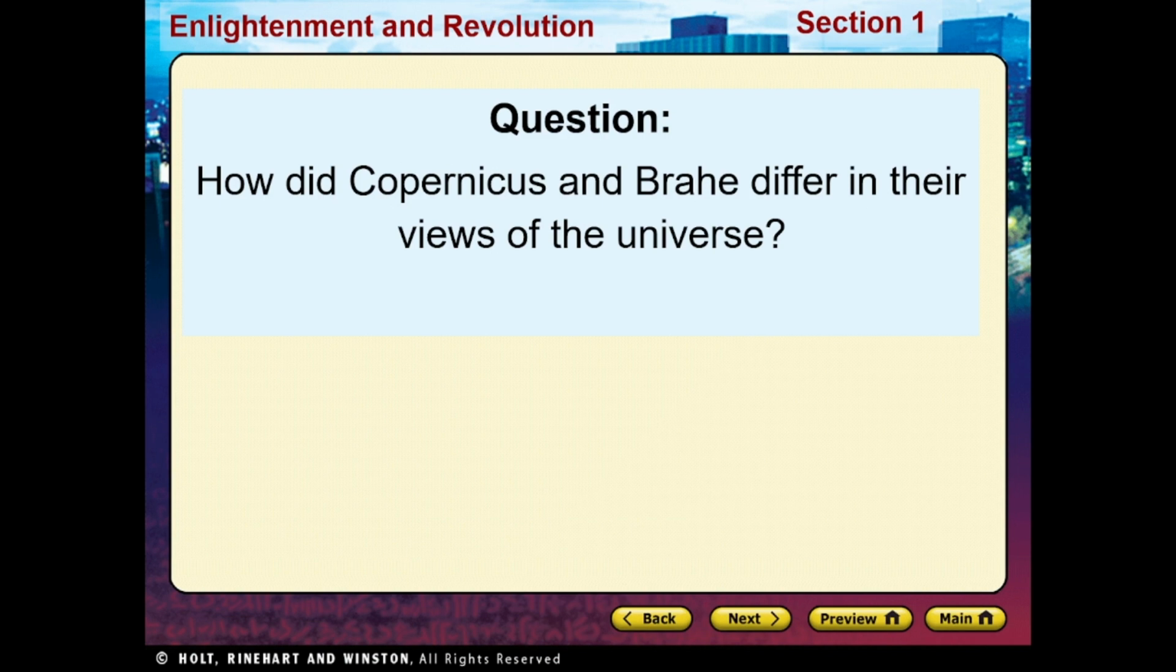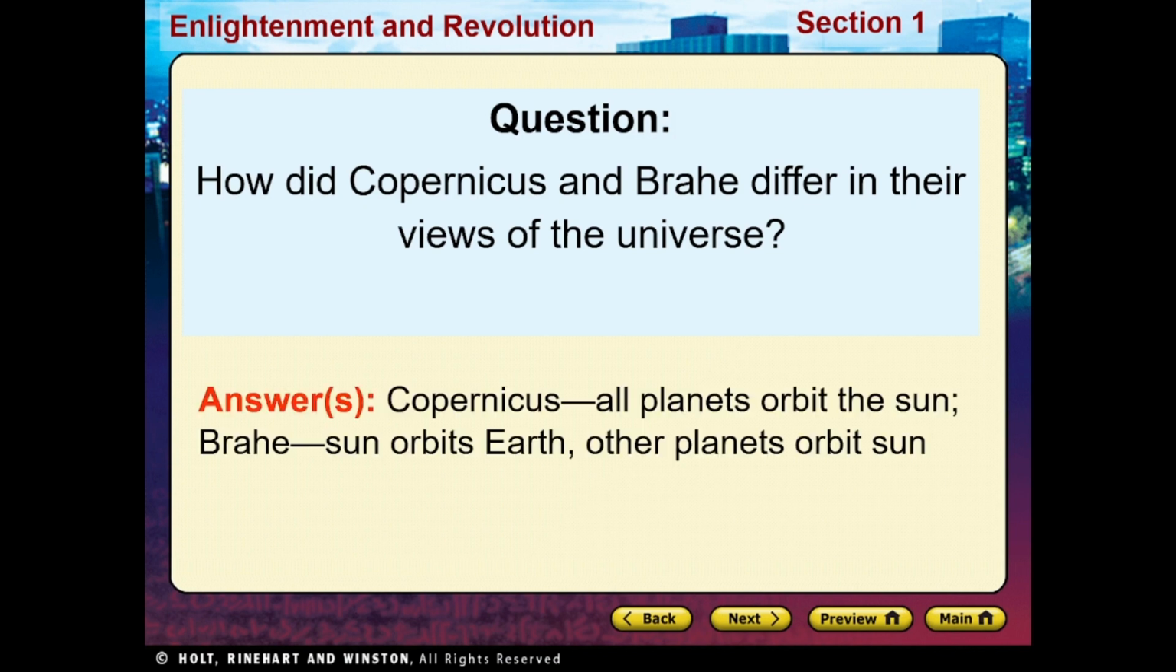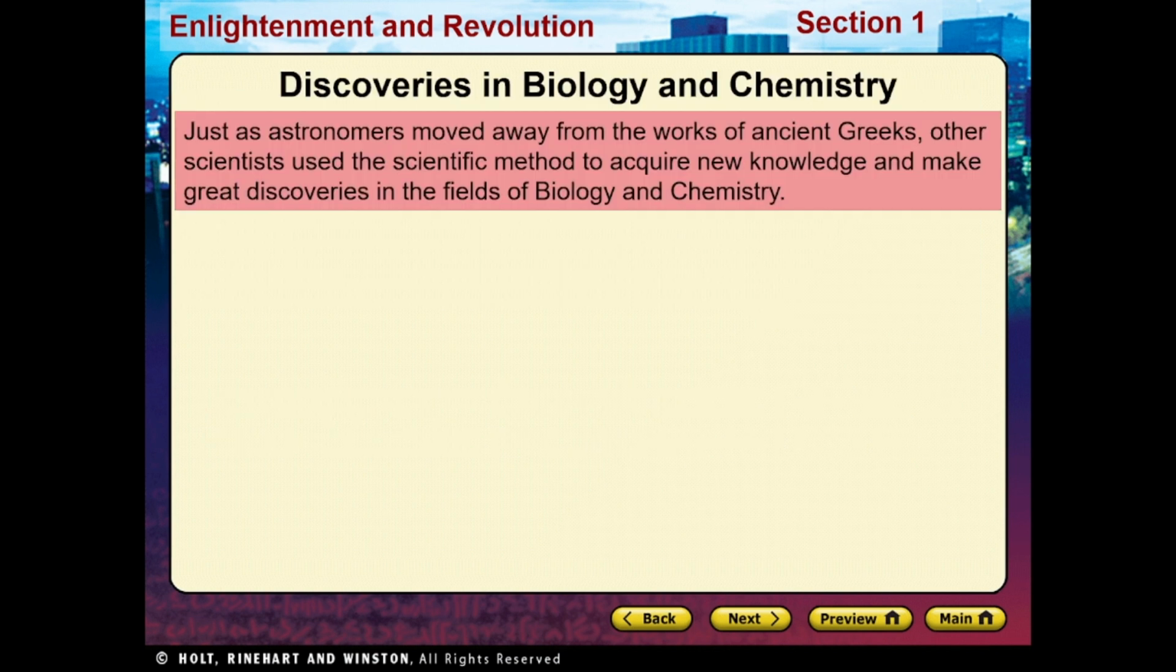So how did Copernicus and Brahe differ in their views of the universe? So it is a very simple question. The answer: Copernicus, all planets orbit the sun, while Brahe, the sun orbits Earth, and other planets orbit the sun. Magkabaligtaran lang yung views nila about sa universe.